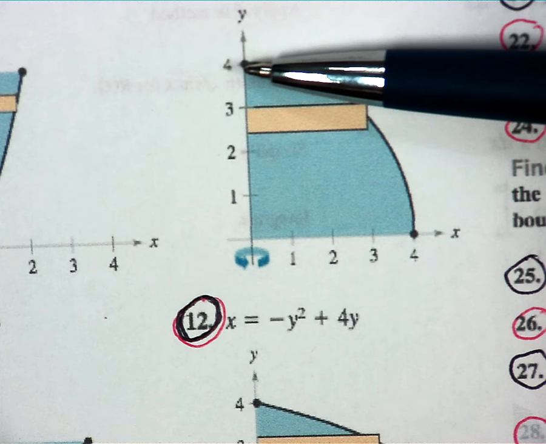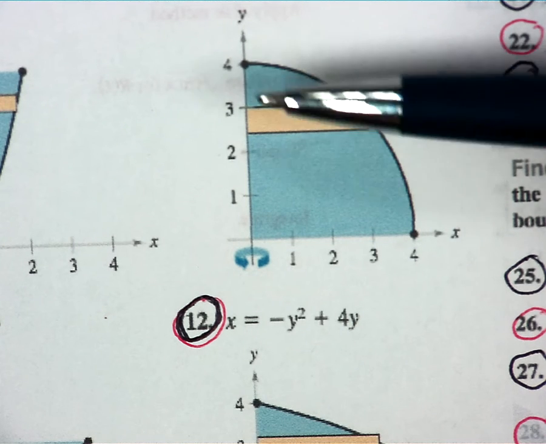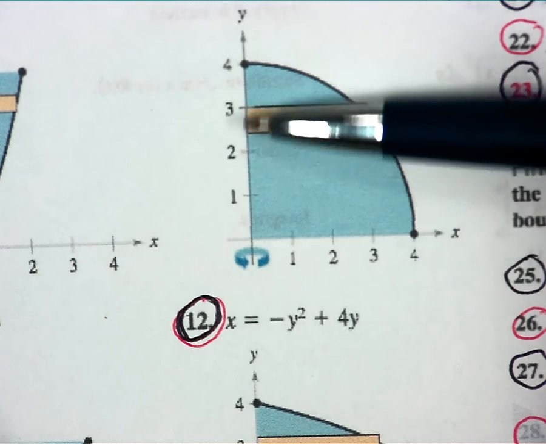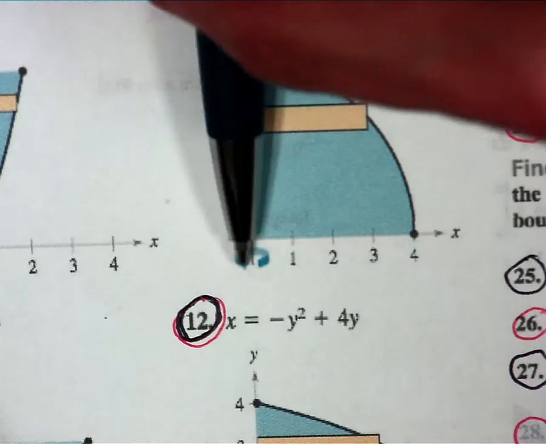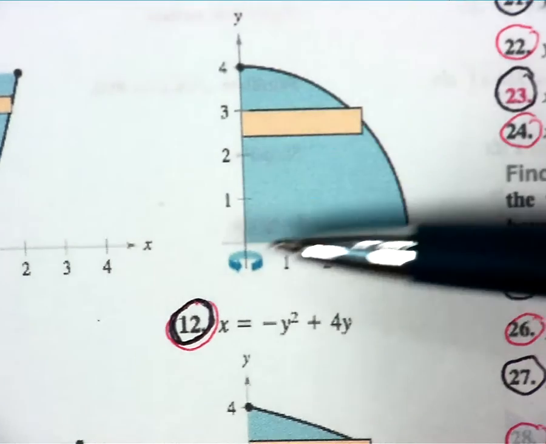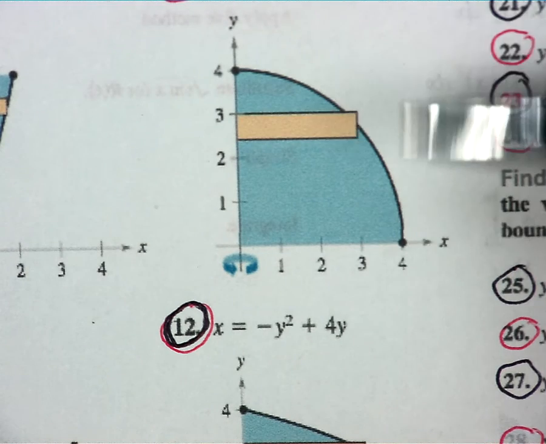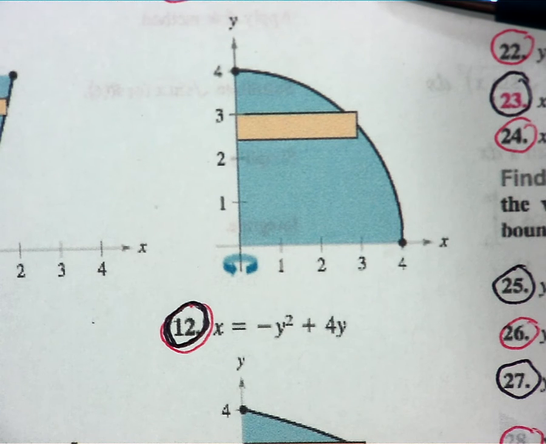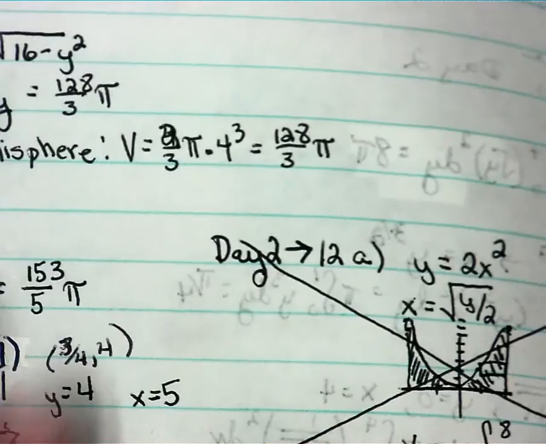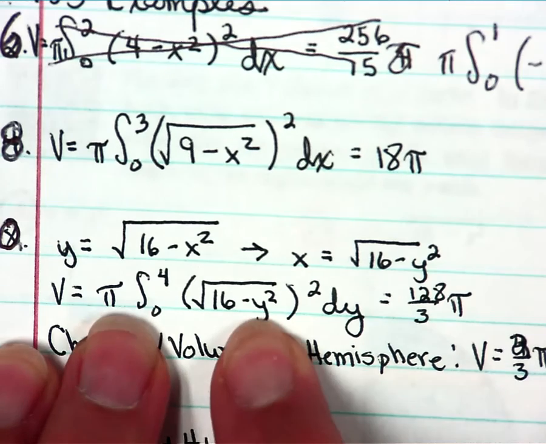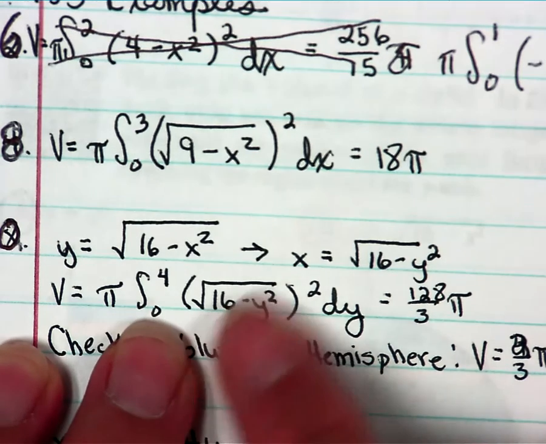The volume would be given by pi times the integral from what to what? 0 to 4, and it's this 0 to 4, not this 0 to 4. 0 to 4 of what determines the height of each rectangle? The function, and we've got to square that for the area of one of the discs. So pi times the integral from 0 to 4 of the radius squared.